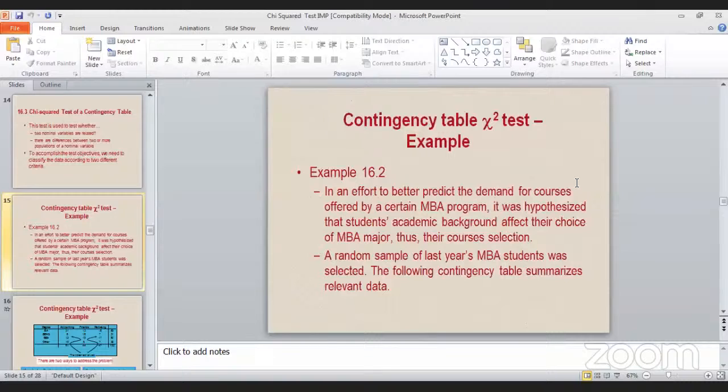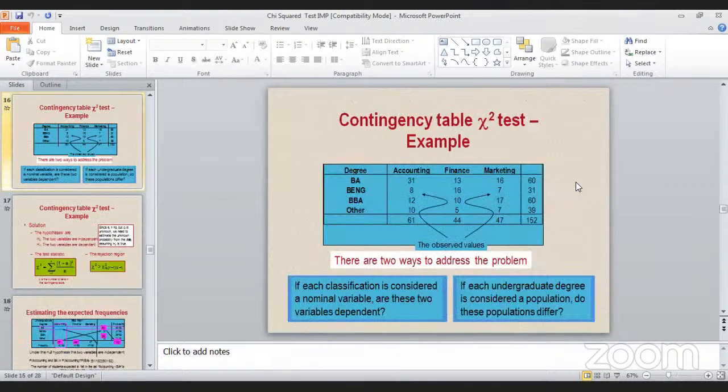So what made the students select the MBA program? Because in the MBA program there are different majors: accounting major, finance major, marketing major. So in selection of accounting, finance, marketing, or even human resource development as a major in MBA, or any other such selection, whether their undergraduate degree influences their preference or not.